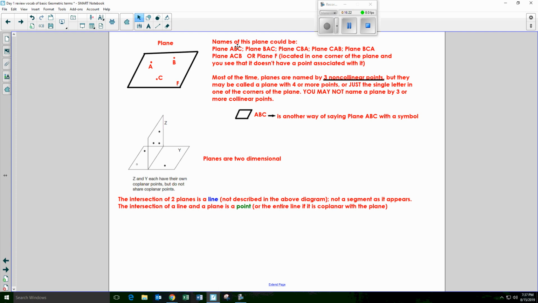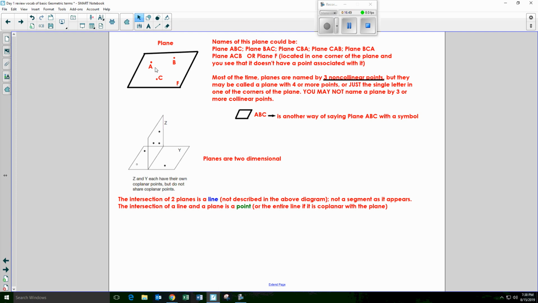So naming a plane, we use 3 letters is the most common way. If there's A, B, C, and D, you could call it A, B, C, D, but you don't have to. You just have to use at least 3 non-collinear points. Remember, non-collinear means not in the same line. So if this C was moved up to right here, so A, B, and C were all collinear, we could not call it plane ABC. It'd only be called plane F.